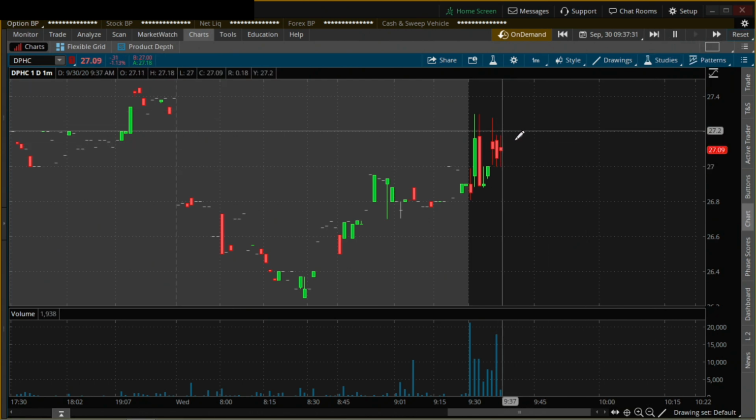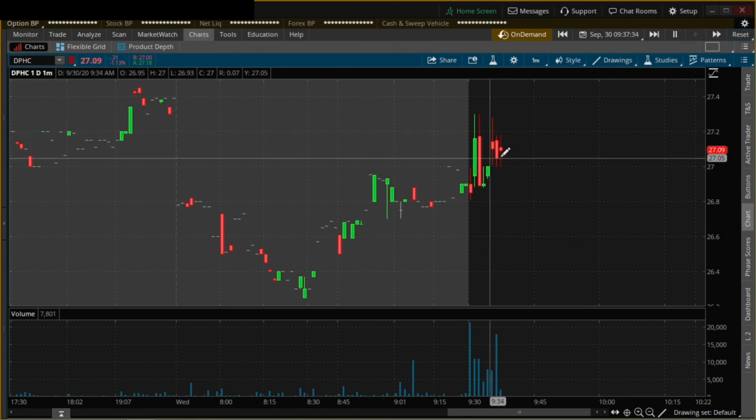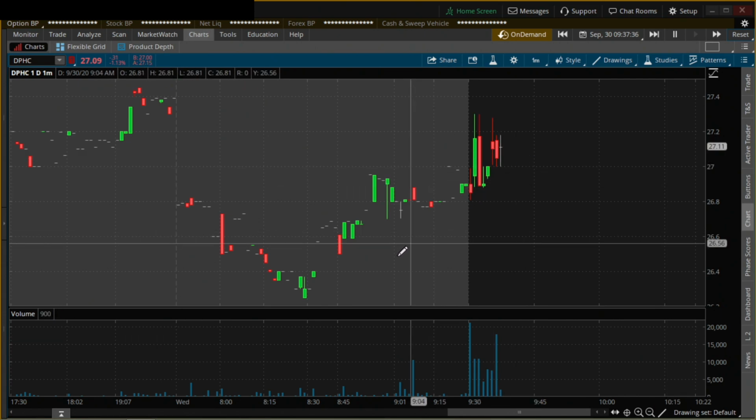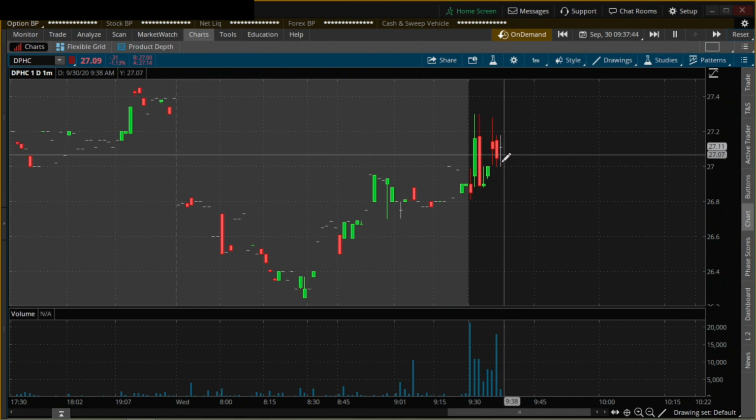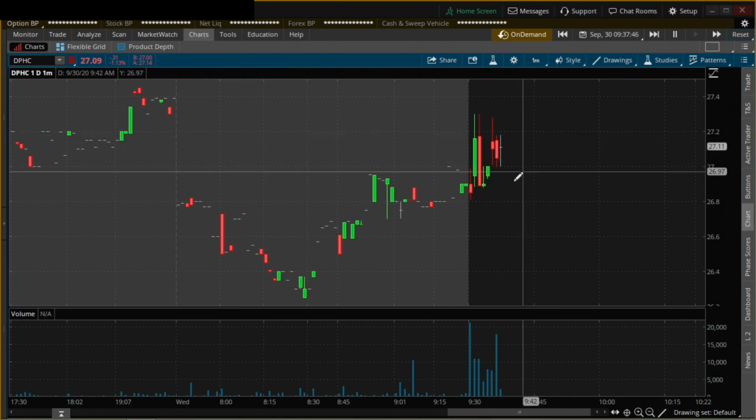So what does this tell us? Well, this thing is having a really hard time breaking out of the zone right here. You saw we didn't have a lot of resistance in here, but also market is open now, so there's going to be a lot more trading going on, so the price action is going to jump a lot more.